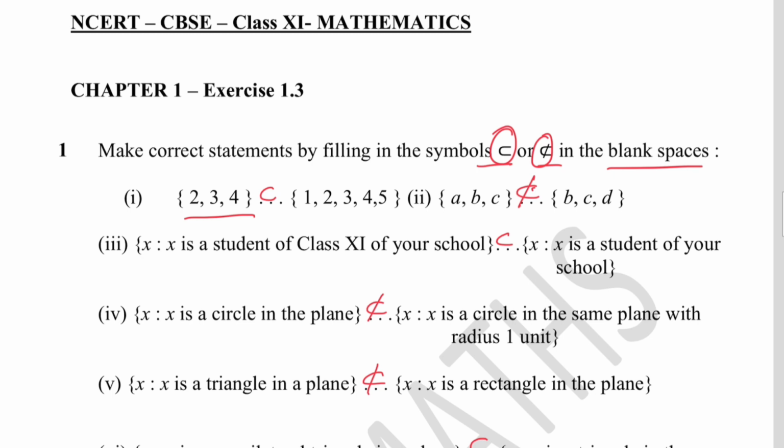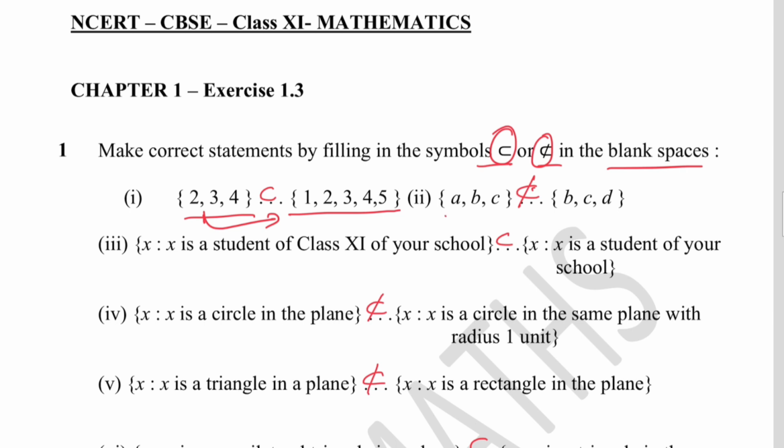The set consisting of the elements 2, 3, 4, and the other set is {1, 2, 3, 4, 5}. So each element of this set is in the second set. So this set is contained in the second set, therefore we can say it's a subset. So this set is a subset.